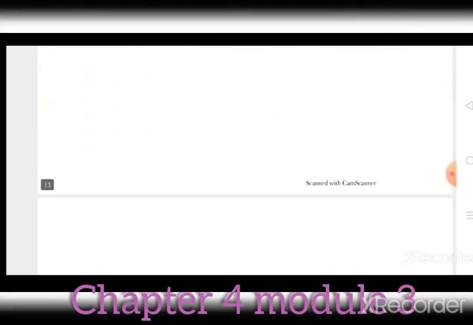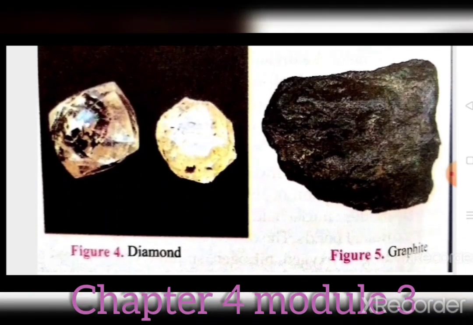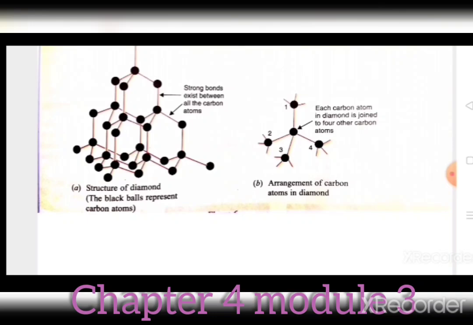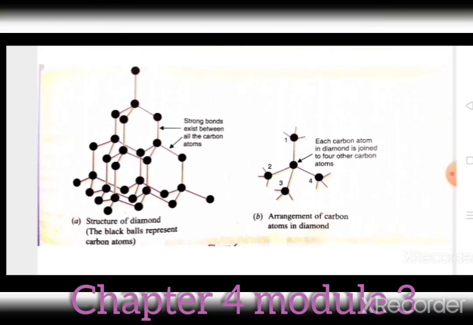So these are the allotropes of carbon, 3 allotropes, and the structures are different, the physical properties are different. Here you can see the diamond in the figure, and graphite, it is black in color. Then next you can see the structure or the arrangement of carbon atoms. The black dots are carbon atoms and the red lines are showing the bonding. So first structure is of diamond. It is hexagonal rigid structure. Here you can see strong bonds exist between all the carbon atoms.